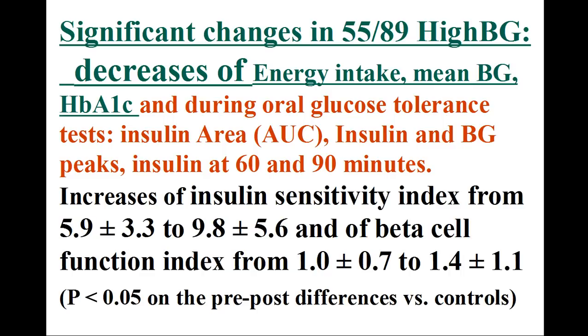1. Decreases of energy intake, mBG, HbA1c and, during oral glucose tolerance tests, insulin area, AUC, insulin, and BG peaks, insulin at 60 and 90 minutes. 2. Increases of insulin sensitivity index from a mean of 5.9 to 9.8 and of the index of beta cell function from a mean of 1.0 to 1.4, p 0.05 on the pre-post differences versus controls.